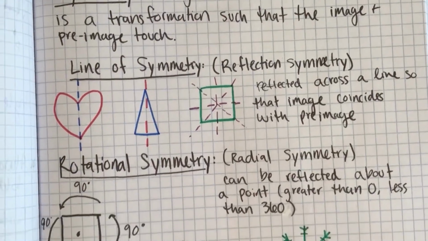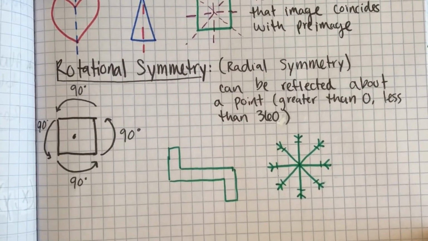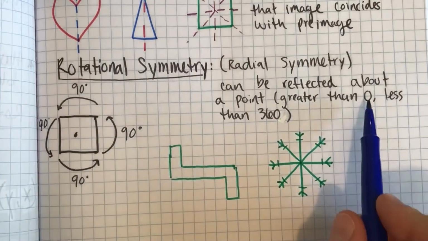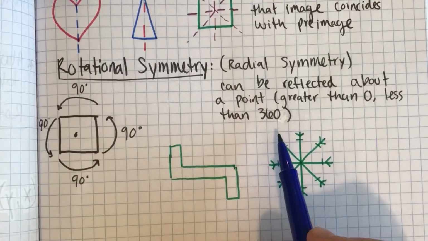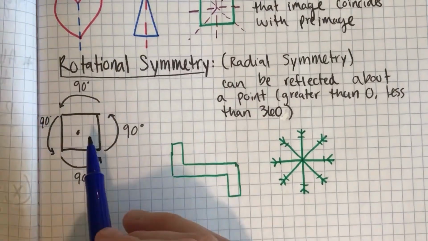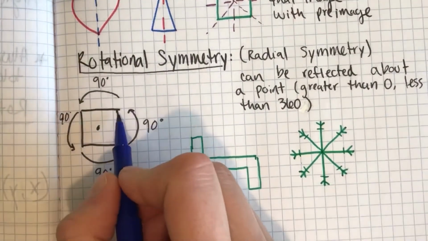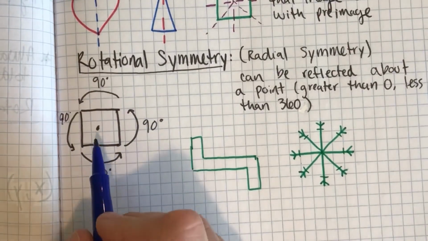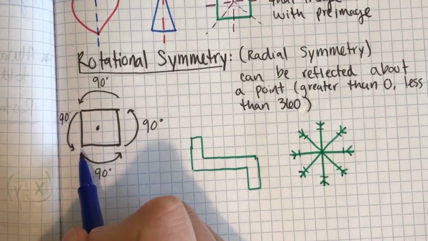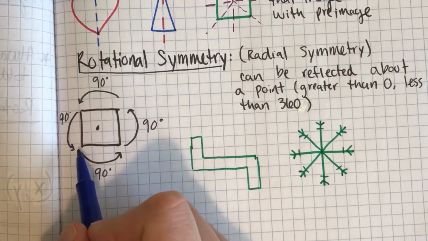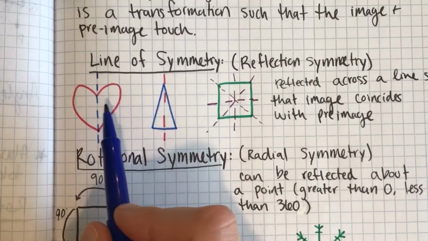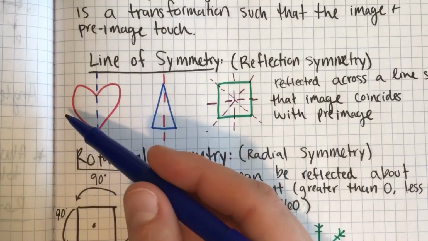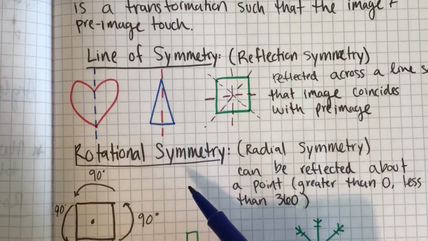And then rotational symmetry is sometimes called radial symmetry. It's when we can rotate it more than 0 but less than 360 degrees, and it's going to look the same. So if we look at a square, if I rotate this 90 degrees, it's going to look the exact same. If I rotate it again 90 more degrees, it's going to look the exact same. It's still going to look like a square. Now I couldn't do that with my heart. If I rotated my heart 90 degrees, my heart would be facing towards the left. Okay, so it doesn't work for everything.